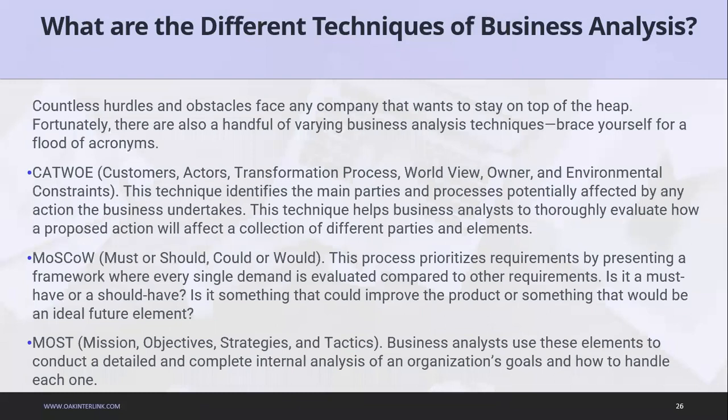CATWOE is an acronym that simply means customers, actors, transformation process, worldview, owner, and environmental constraints. Now, this technique helps identify the main parties and the processes potentially affected by any action the business intends to undertake. It helps business analysts to thoroughly evaluate how a proposed action will affect a collection of different parties and elements.